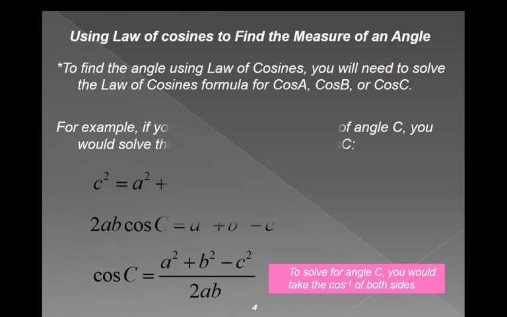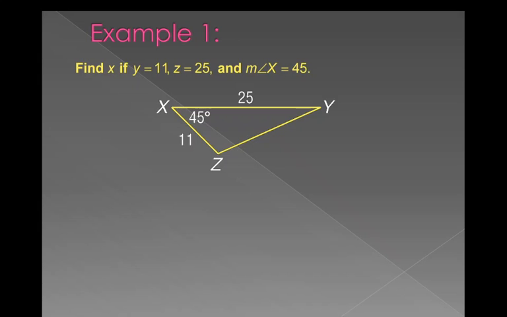So let's work our first example. So I have this triangle right here. I have X, Y, Z, my triangle. Okay, now they gave me two sides and an angle. Now if I saw this, well, the first thing I'd look is say, okay, do I have the ambiguous case?